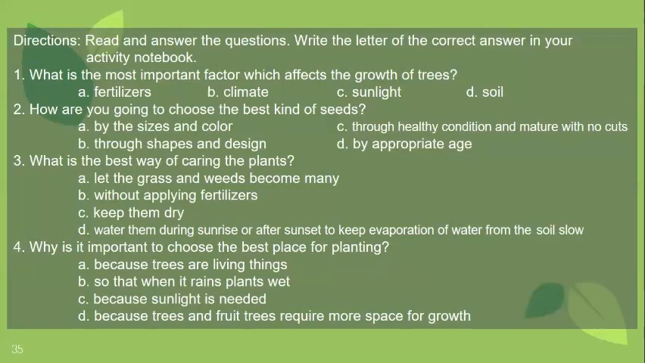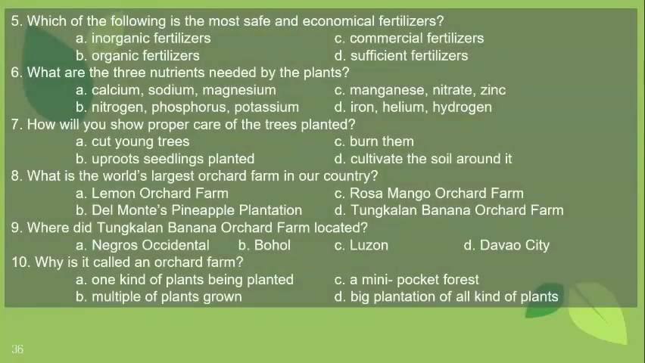Number 4. Why is it important to choose the best place for planting? Select your answer. A. Because trees are living things. B. So that when it rains, plants wet. C. Because sunlight is needed. Or D. Because trees and fruit trees require more space for growth. Let's proceed to number 5.